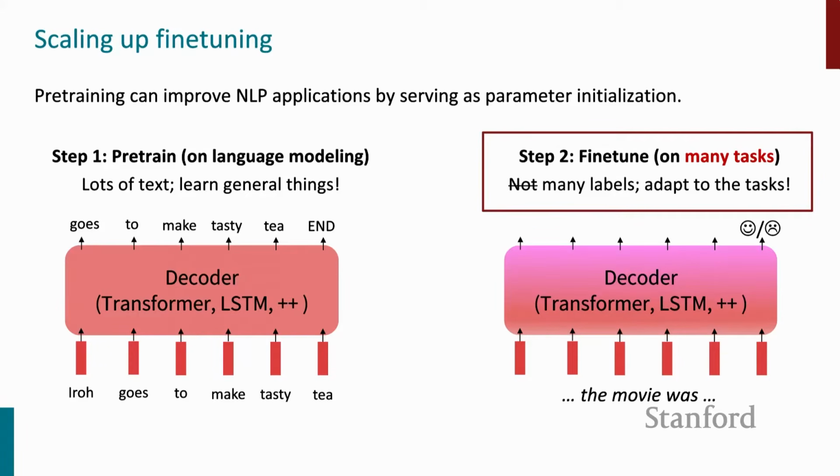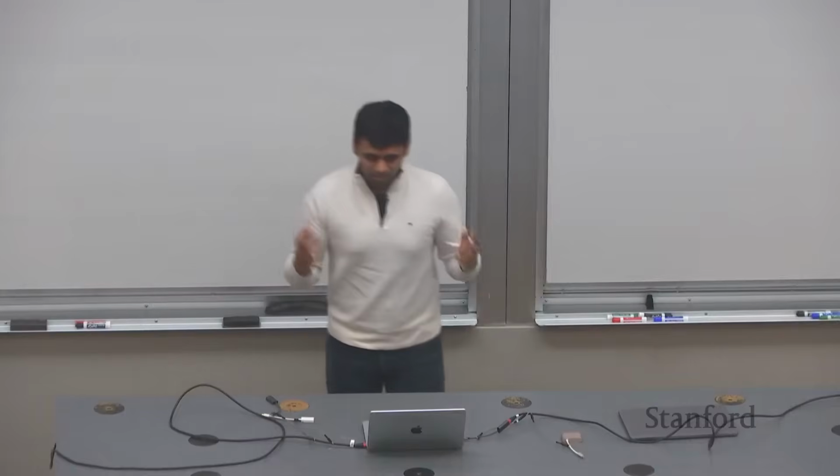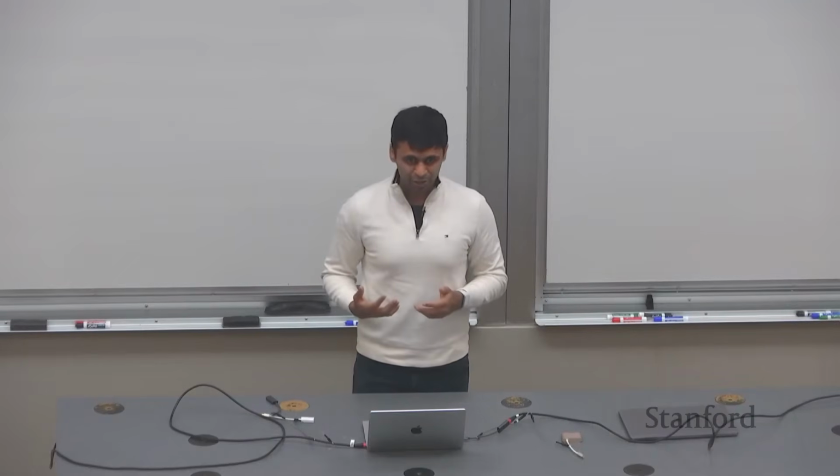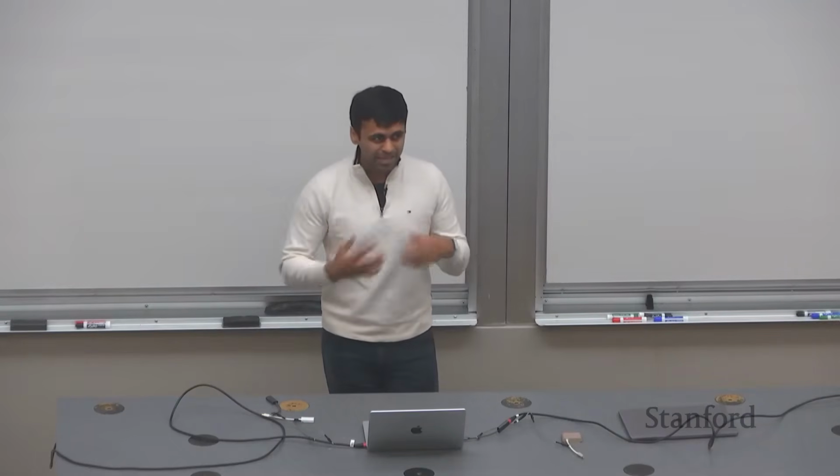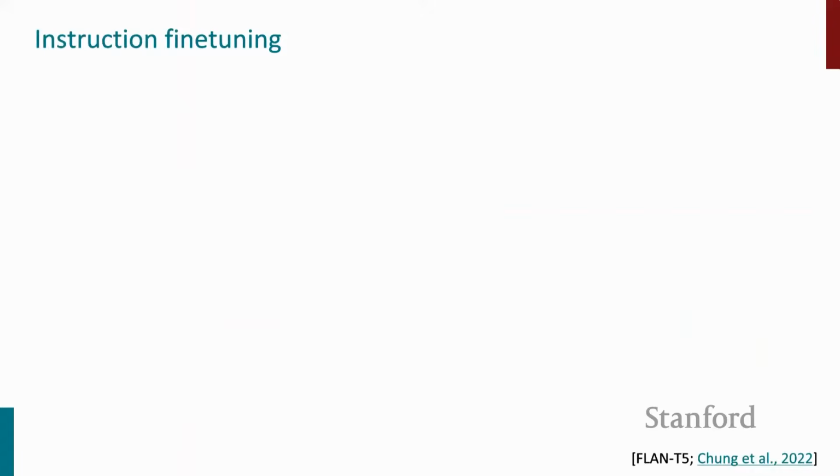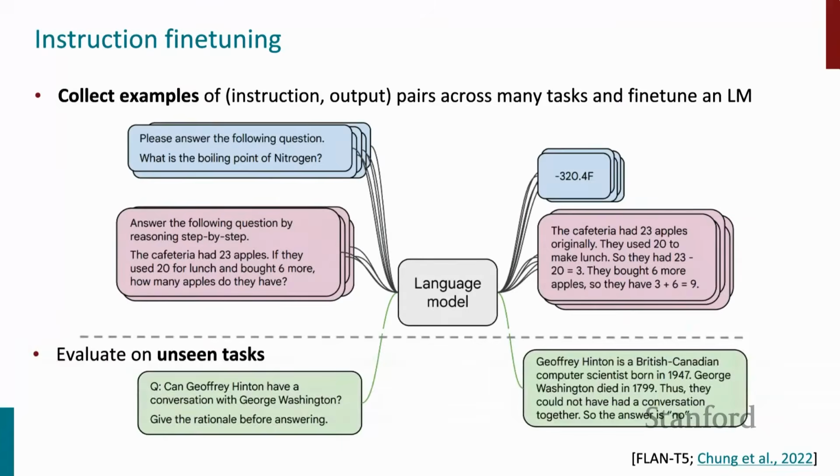As we realized these pre-trained models are good for many more things, we started scaling up the number of tasks we can fine-tune on. So the previous example was maybe something like sentiment prediction, but really these models can be fine-tuned for many, many different tasks at the same time. So broadly, this can be seen as collecting a set of instruction and output pairs. For example, if the instruction is, "Please answer the following question, what is the boiling point of nitrogen?" we'll have some answer like minus 320.4.